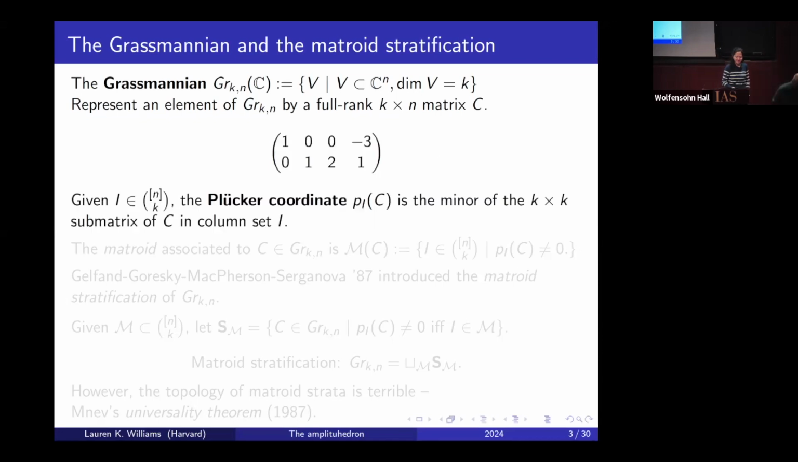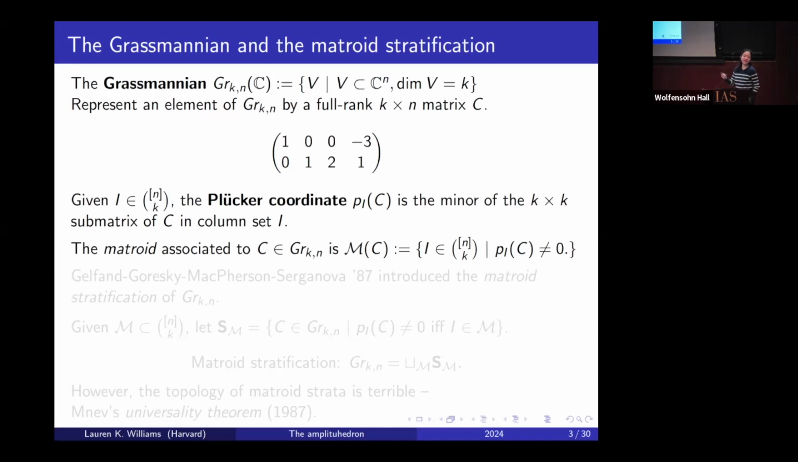Okay, thank you. Given a capital I, a k-element subset of 1 through n, the Plücker coordinate P_I is the minor of the k by k submatrix of C located in columns I. Now associated to this data of a matrix, together with its Plücker coordinates, we can associate a matroid. What is that matroid? We can think of it as just the collection of k-element subsets of 1 through n where the Plücker coordinate is non-zero.